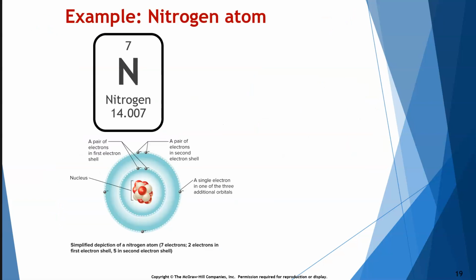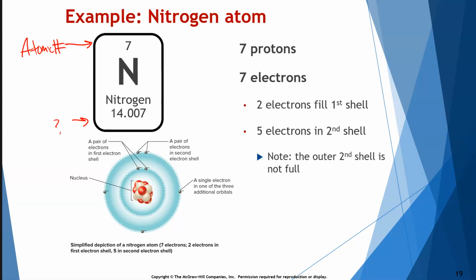So let's look at something like nitrogen. Nitrogen is represented here. Another thing to keep in mind is that when you're looking at an atom on the periodic table, the top number represents the atomic number. We'll talk about what that bottom number is in a little bit, but keep in mind the top number is always the atomic number. So in this case, the atomic number is 7. That means we have how many protons and electrons? You should have said 7, I hope.